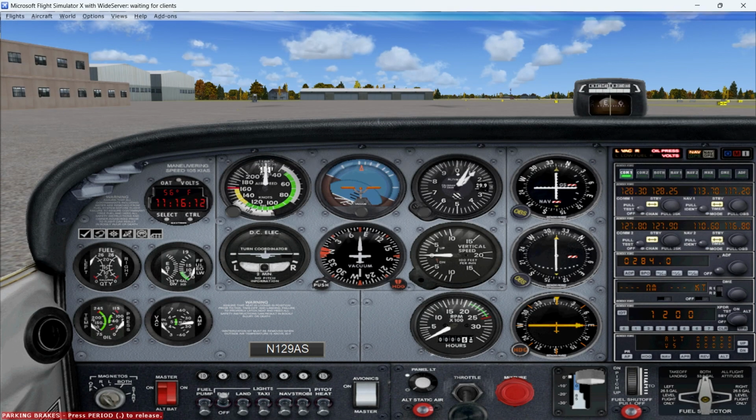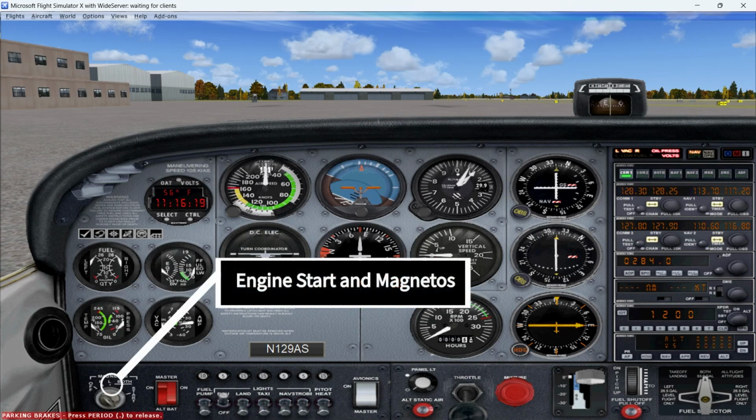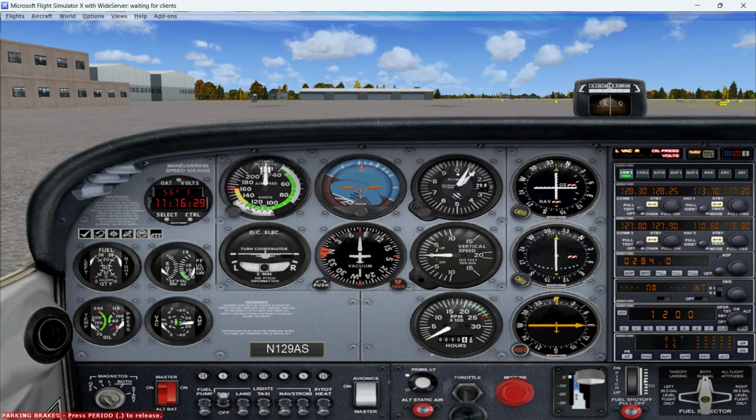Finally, at the very bottom of the cockpit panel, let's have a look at the switches down there and describe what they all do. On the far left is the engine start switch and magnetos. After engine start, a magneto check is generally performed. During the run-up, prior to takeoff, both the left and right magnetos are checked and a slight drop in engine RPM occurs when switching between the two. An RPM drop indicates normal operation of the magnetos.